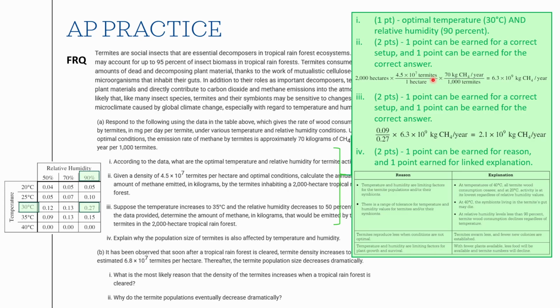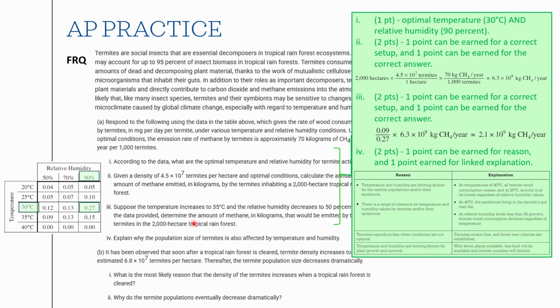So we can cross out termites here. You can cross out hectares. You're left with kilograms of methane per year, which is what we want in our answer. So it would be 2,000 times 4.5 times 10 to the 7th times 70 divided by 1,000, you should get 6.3 times 10 to the 9th. And again, you could write this out as a whole long number if you're not very comfortable with scientific notation. We'll do plenty more examples of this so you can see how it works.